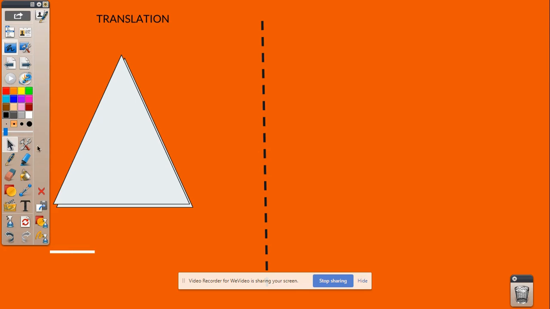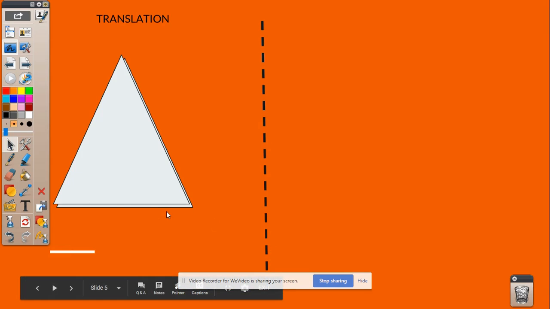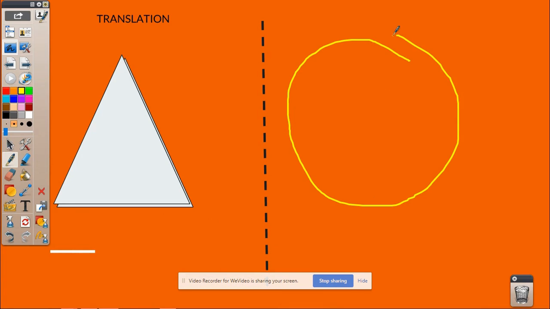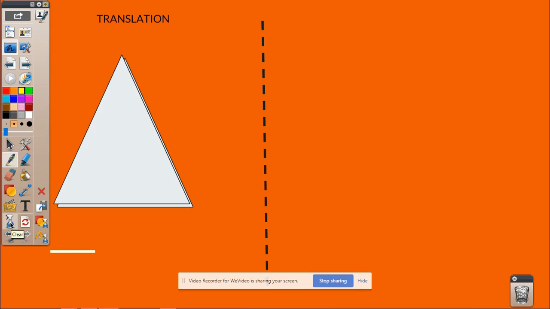So now on your whiteboard, I want you to draw this. You have the dotted line in the middle, then you have my triangle. And then I want you to draw what would be on this side if you were to show a translation. So pause the video and draw your translation.